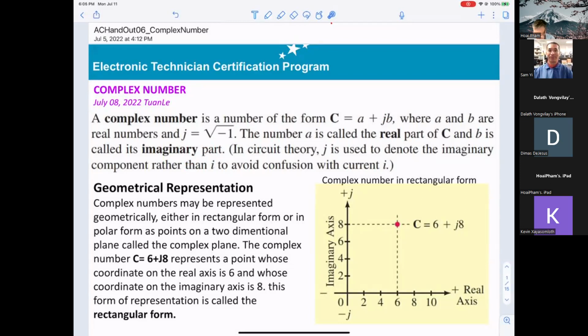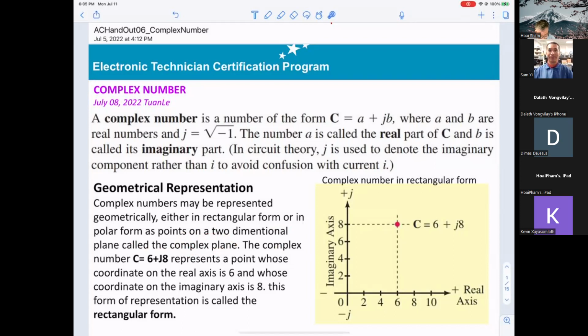Okay, in circuit theory, J is used to denote the imaginary component rather than I, to avoid confusion with the current I. Geometrical representation: a complex number may be represented geometrically, either in rectangular form or in polar form, as a point on a two-dimensional plane called the complex plane.